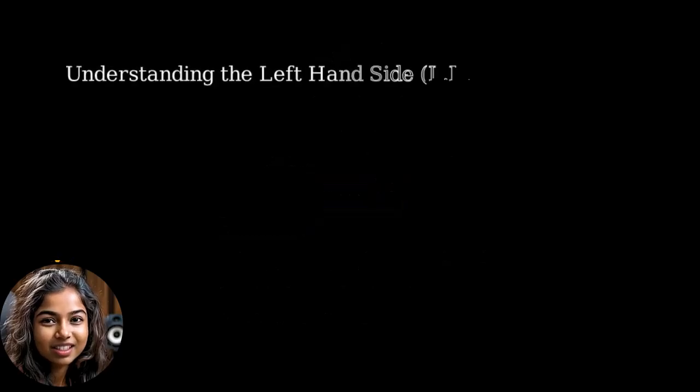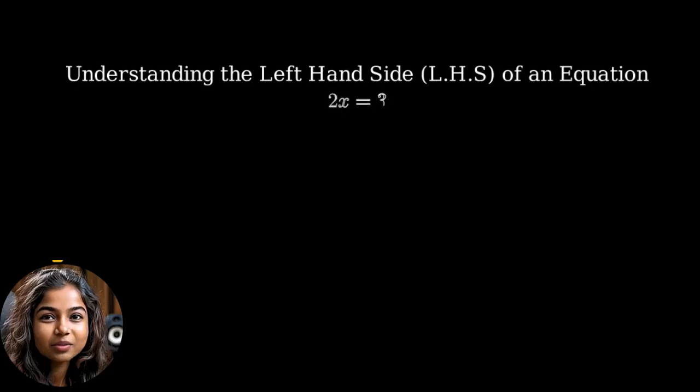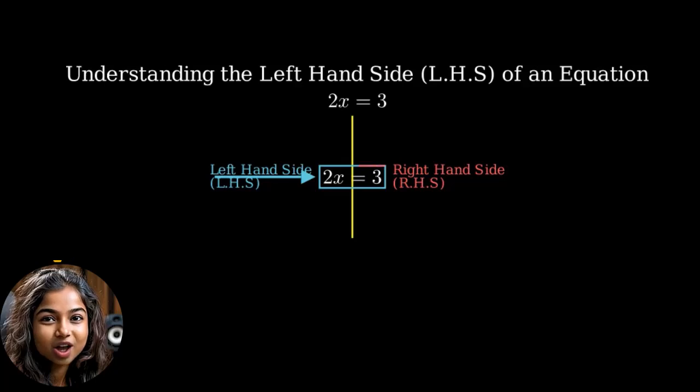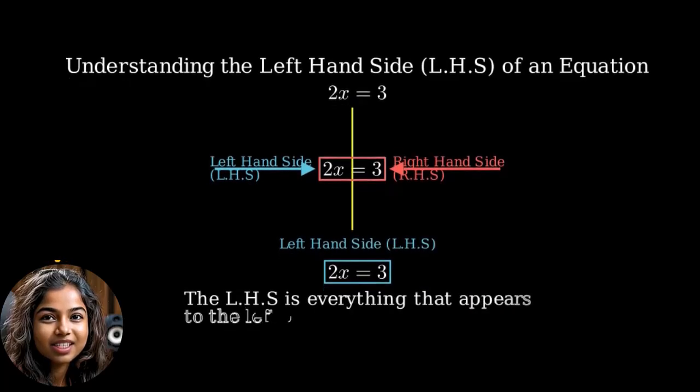Let's learn about the left-hand side, or LHS, of an equation. Consider the linear equation 2x equals 3. The equal sign acts as a divider in any equation, splitting it into two parts: the left-hand side, which is everything to the left of the equal sign, and the right-hand side, which is everything to the right of the equal sign. In this equation, the left-hand side is 2x. By definition, the LHS is everything that appears to the left of the equal sign in an equation.